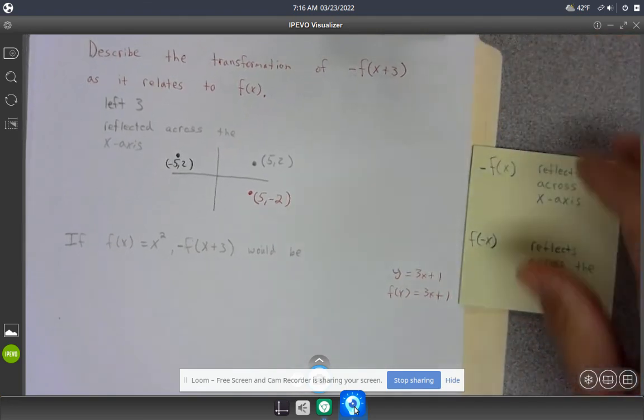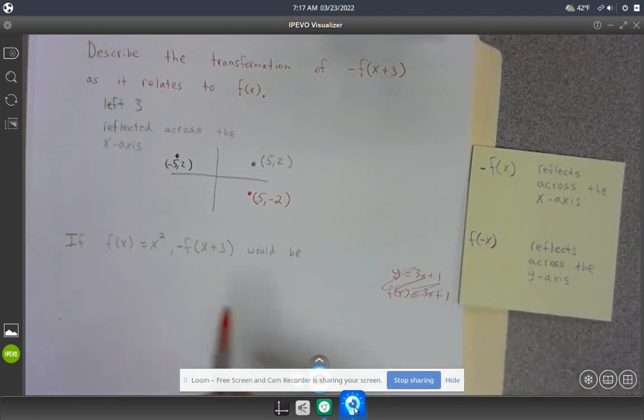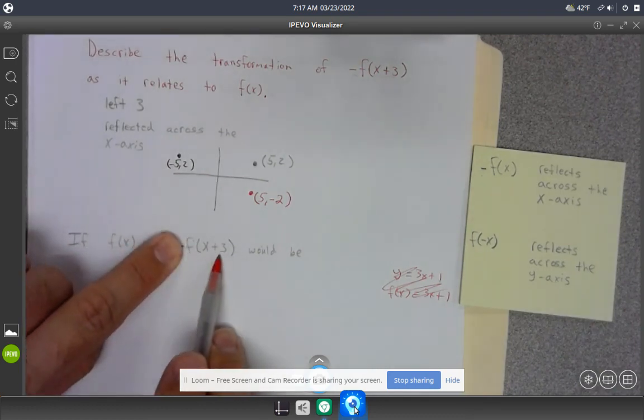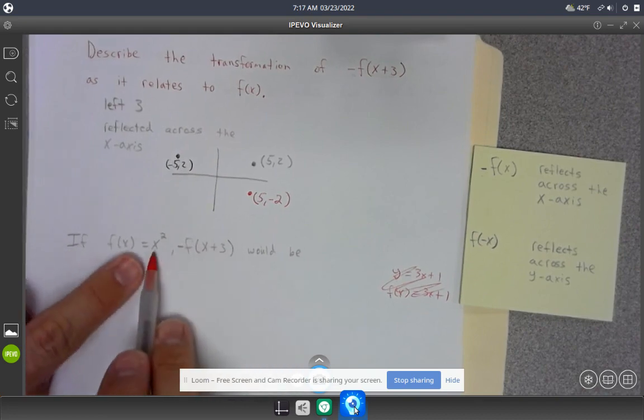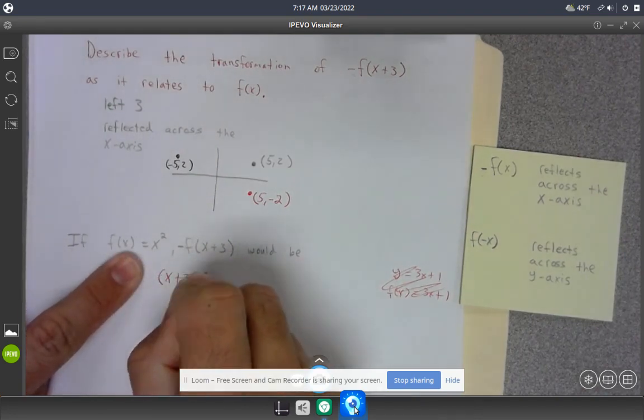Okay, so let me do an actual algebraic notation for what it looks like to evaluate negative f of x plus 3. So we know what the f of x plus 3 part will look like. You just replace the x with an x plus 3, like that.